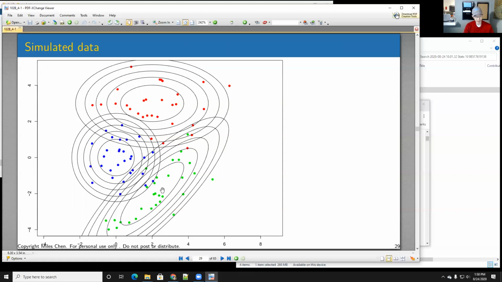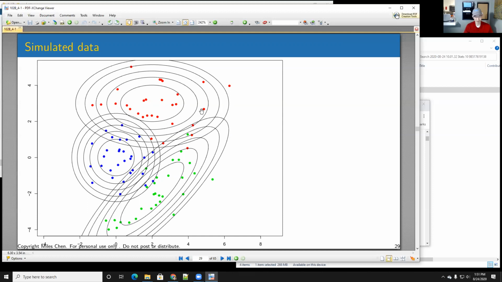And then class C, in green, is centered at 2, -2, which is down here, and there's covariance between them, so we get basically a diagonal ellipse. This is what it looks like here. Is this okay as far as generating the data from 3 multivariate normal distributions? Are we okay with what these ellipses represent?